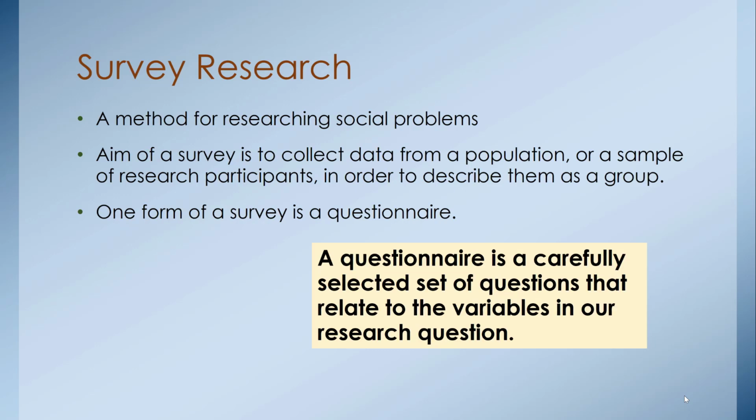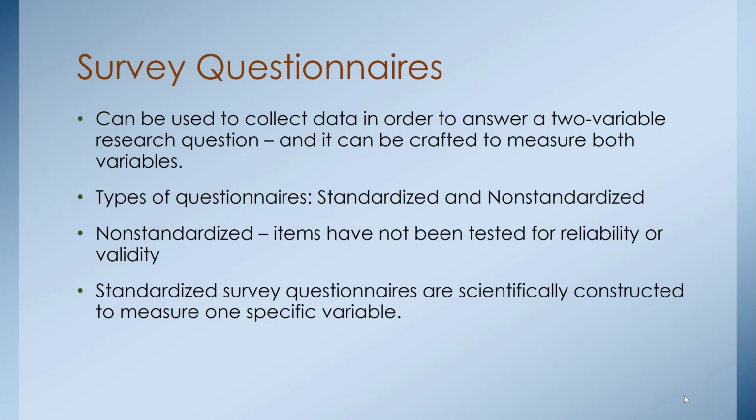So the actual questionnaire is a carefully selected set of questions that relate to the variables in our research question. We have a research question, and then we ask individuals specific questions to gather data that can then be analyzed to answer our research question. Don't get those two confused. You have the research question, but then you ask individuals a lot of questions, and that information, that data, is used to analyze and inform the research question. As demonstrated in the book, survey questionnaires can be used to collect data to answer a 2-variable research question, as long as both variables are measured, and then some comparisons can be made to answer more about those variables than if you were just asking about one variable.